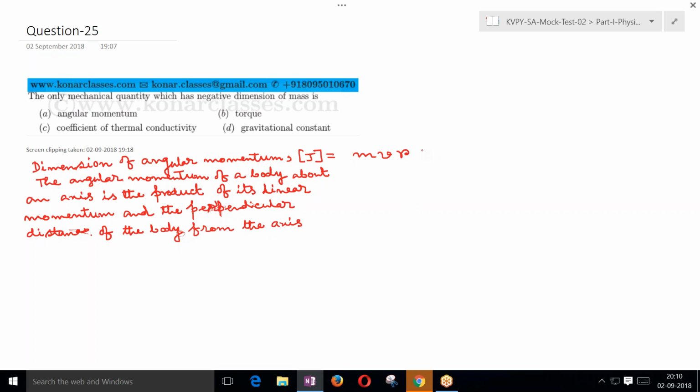So now what is the dimension of m? Dimension of m is M, mass. Then v, velocity. Velocity we know is distance over time, L by t. And then what is r? R is nothing but a distance, it is L. So what we get? We get M L square t power minus 1.